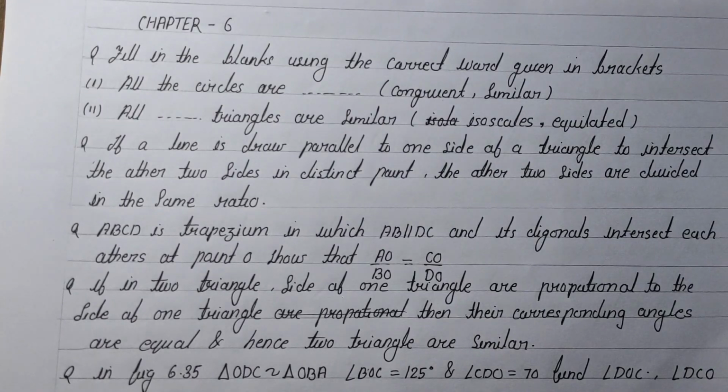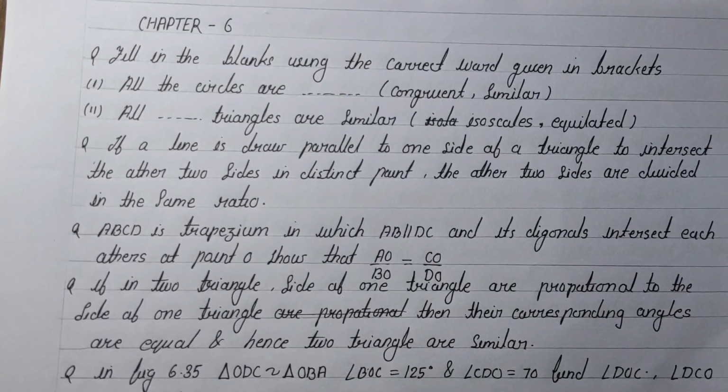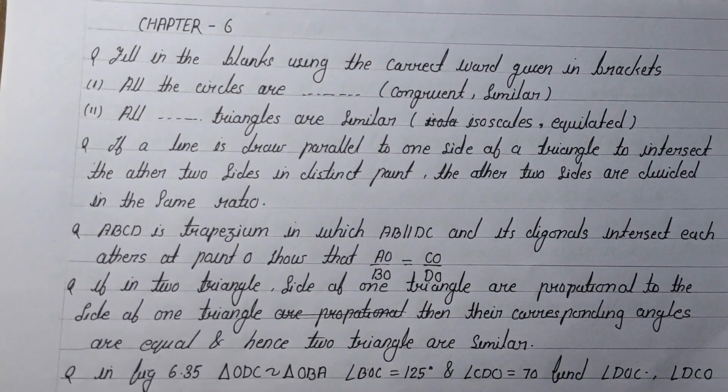If in two triangles, the sides of one triangle are proportional to the sides of the other triangle, then their corresponding angles are equal and hence the two triangles are similar.